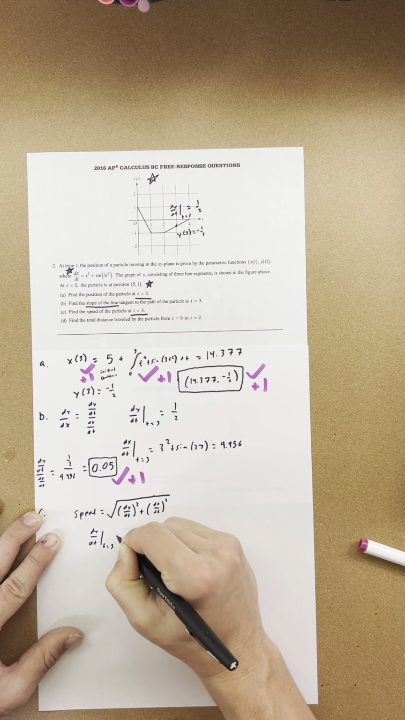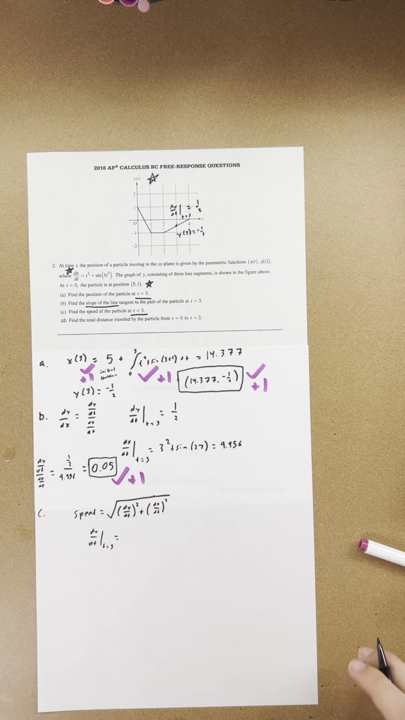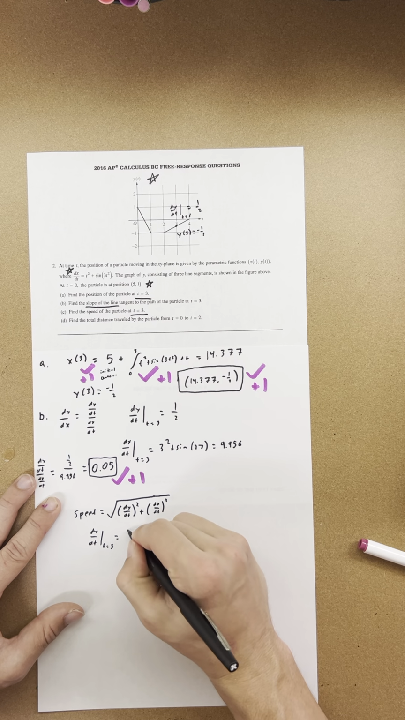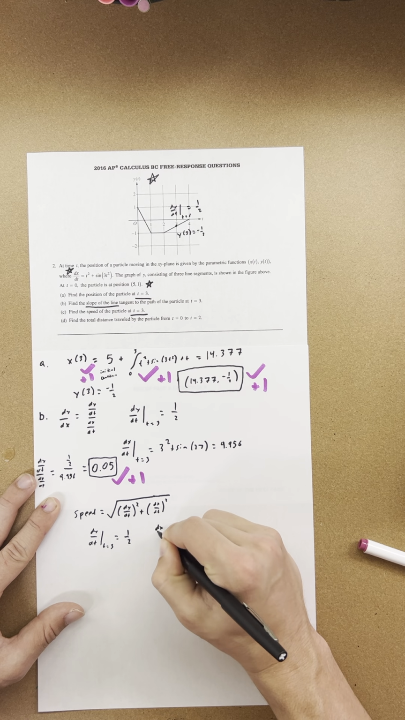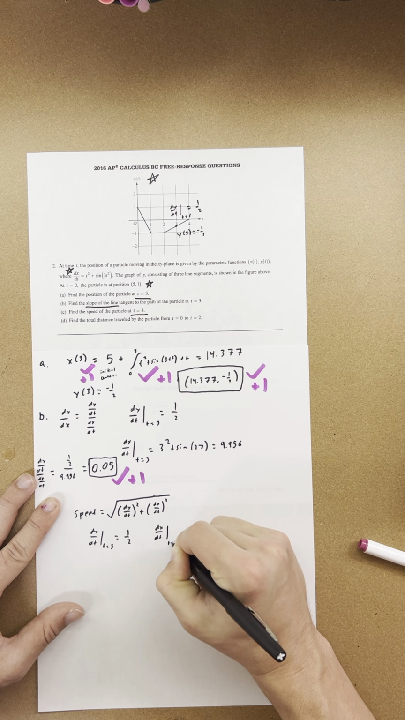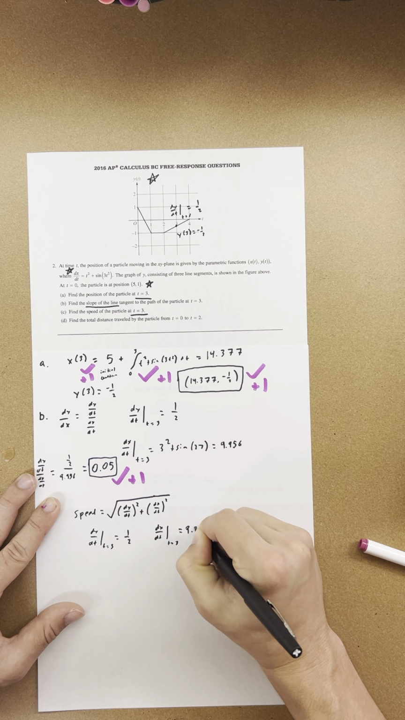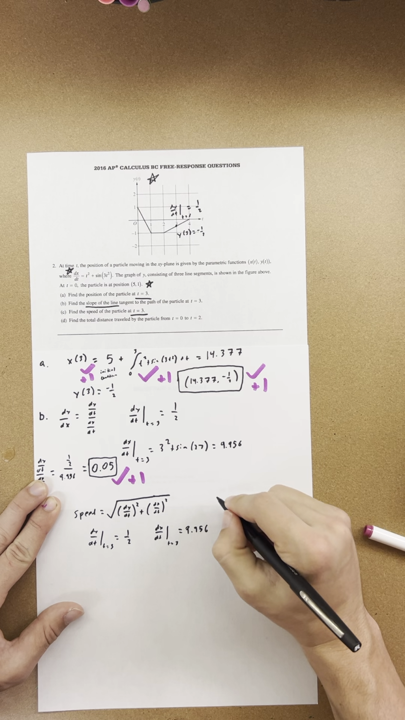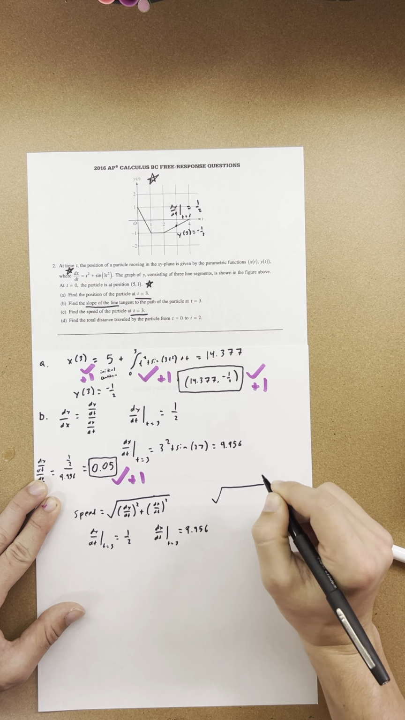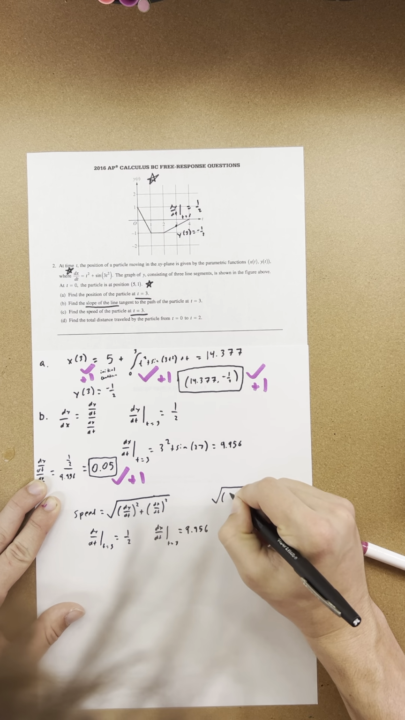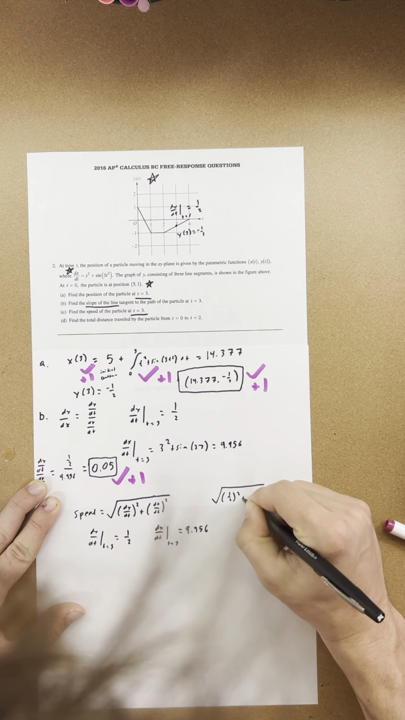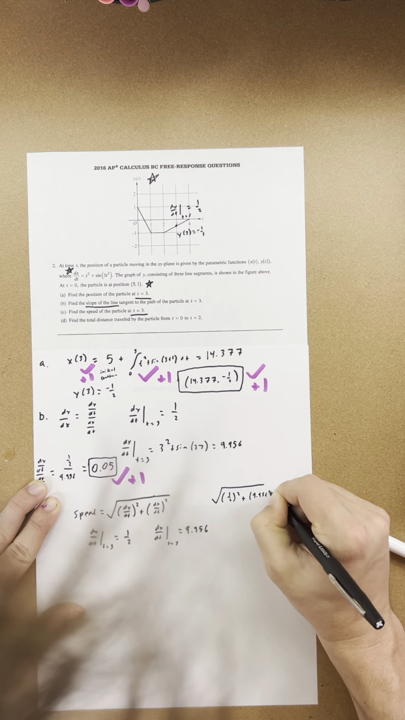This is a little trick. Save yourself some time. You don't have to resolve all of them. So this equals 1/2. And then dx/dt at t equals 3 equals 9.956. So if we plug into the square root, we're going to get 1/2 squared plus 9.956 squared.